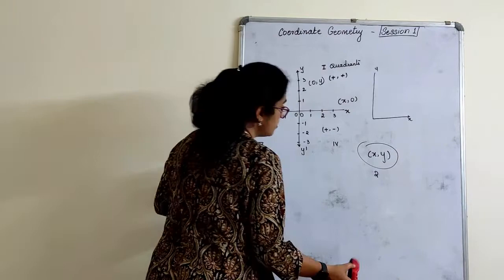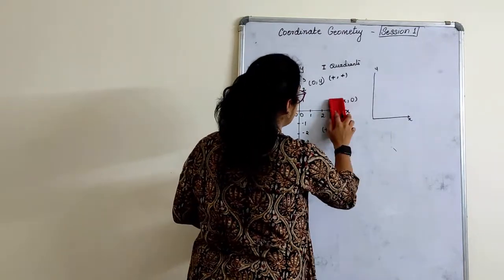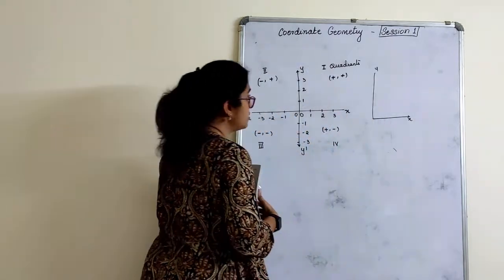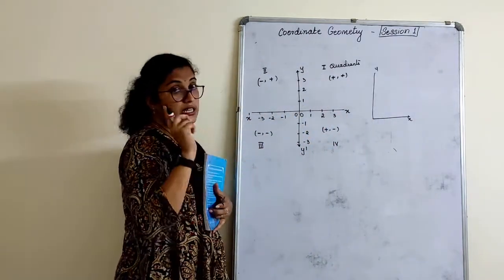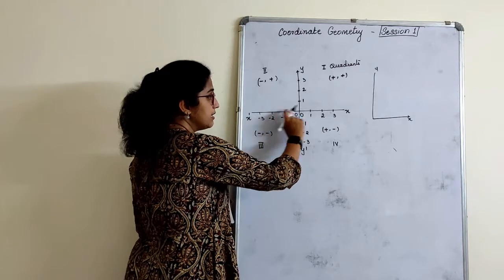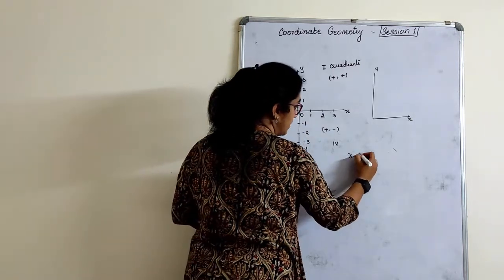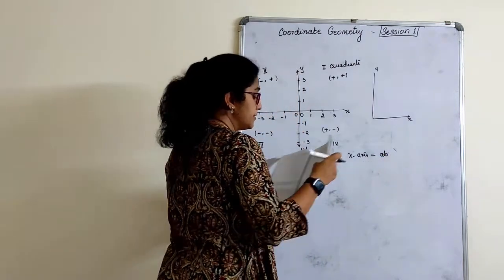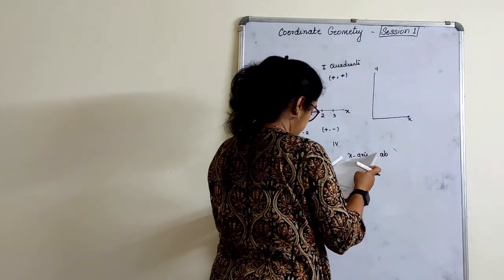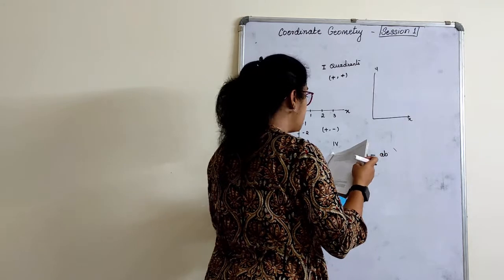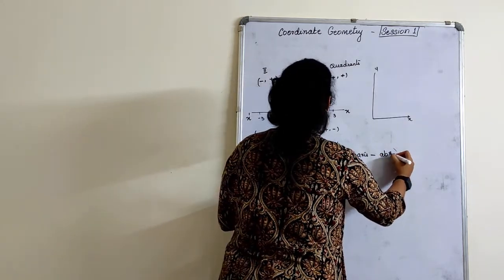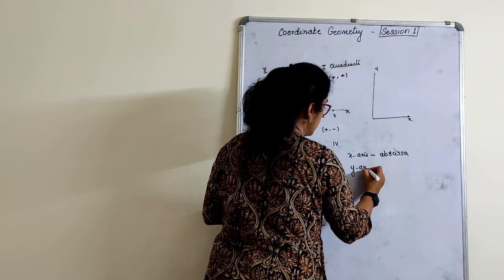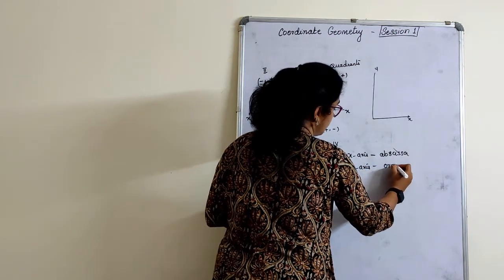Yes, so now you understood what you have to write. I will just rub this. The only main important thing is the sign conventions. These are called sign conventions. The second main important thing is the point on x-axis. What I can tell here is abscissa. Yes, the point on x-axis is called abscissa. And the point on y-axis is called ordinate.